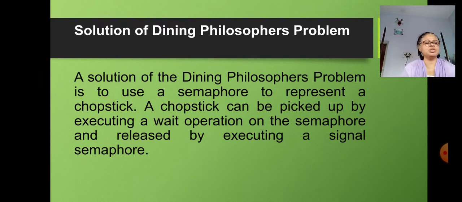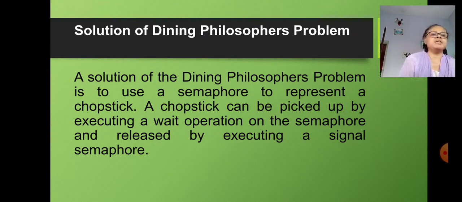Now, what is the solution of the dining philosophers problem? Although this solution guarantees that no two neighbors are eating simultaneously, it must nevertheless be rejected because it could create a deadlock. Suppose all five philosophers become hungry simultaneously and each grabs his left chopstick. All the elements of chopstick will now be equal to 0. When each philosopher tries to grab his right chopstick, he will be delayed forever.